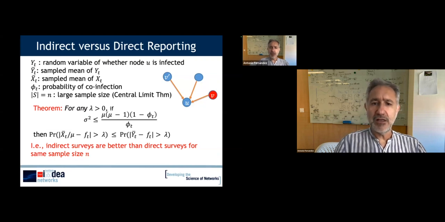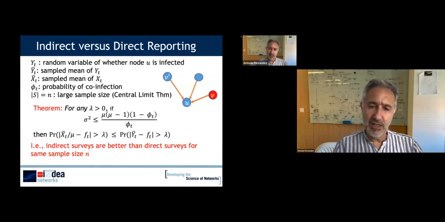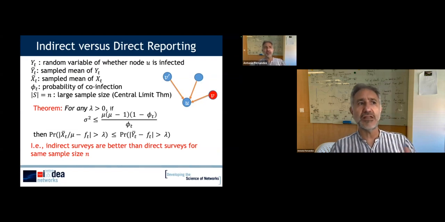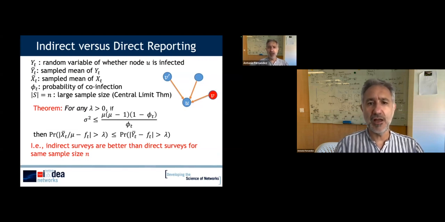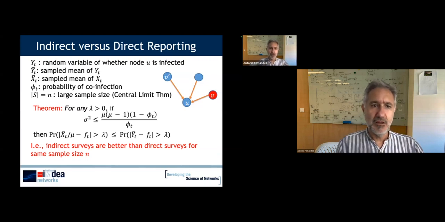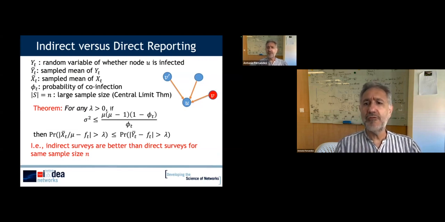This result has influenced us to, and I will mention that at the end, we've been running some real experiments, deploying actual surveys, and we've been trying to maintain this variance small by asking questions in which we directly tell the participants to consider only a small set of potential friends. The only parameter that is a little bit peculiar is phi of t. Phi of t is trying to represent the probability of co-infection.